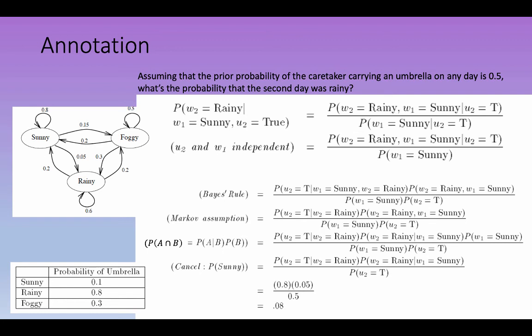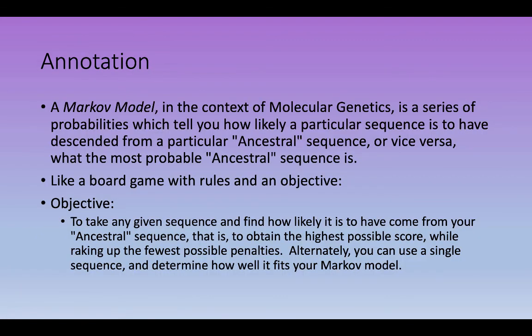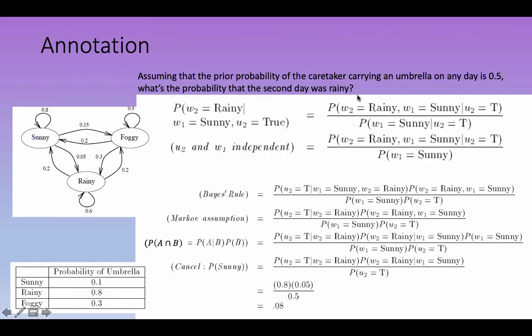And then I know that the probability that the caretaker is going to be carrying an umbrella on any day is 0.5. So I can figure out what the probability is that the second day is going to be rainy, assuming that the caretaker has a probability of 0.5. Just think about that. Look at all the information I can leave out and still come up with a probability of this answer, based not on looking at the weather, but just looking at an umbrella, whether or not the guy's carrying an umbrella.